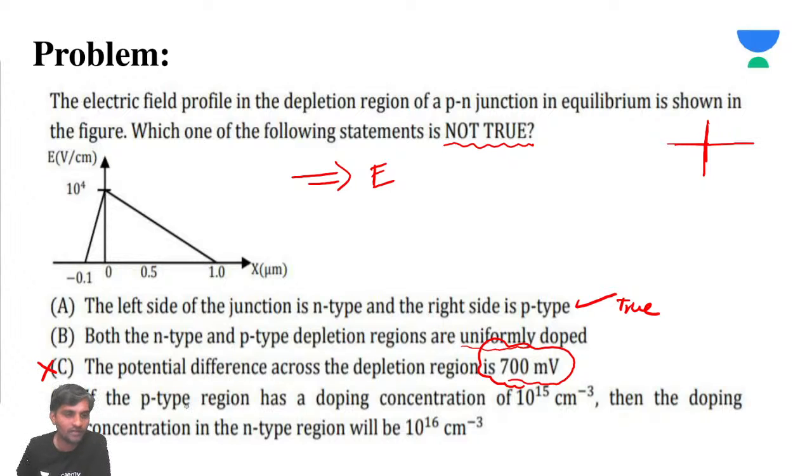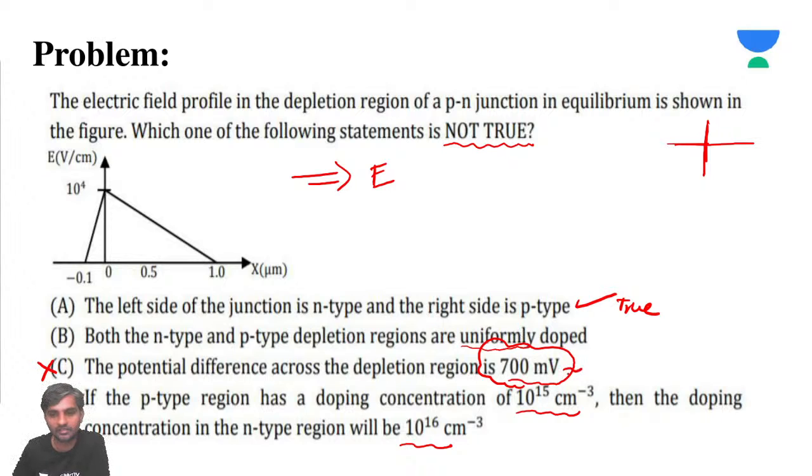We'll also see the fourth one. The P-type region has a doping concentration of 10 to the power of 15, then the doping concentration of N-type will be 10 to the power of 16. Yes, obviously the N region concentration may be much higher. So no issue. So option C is the wrong answer.